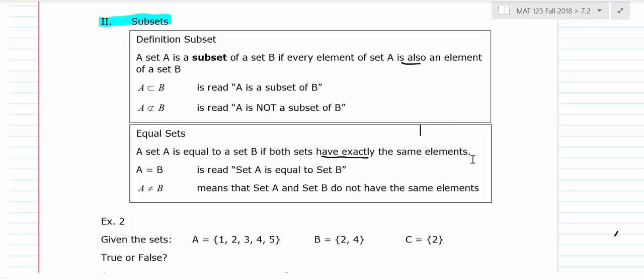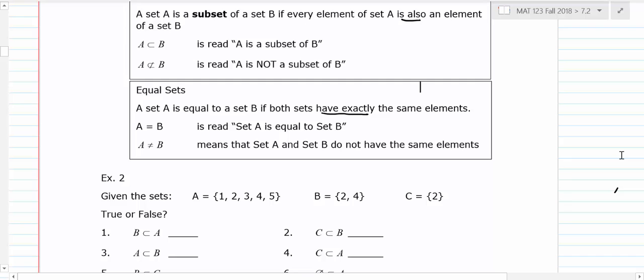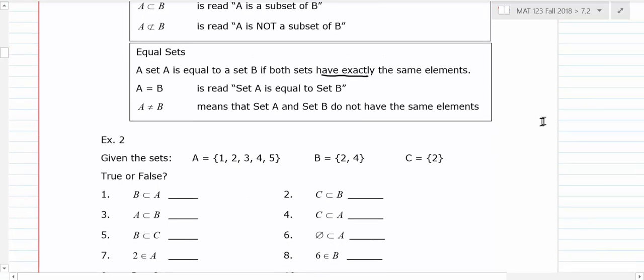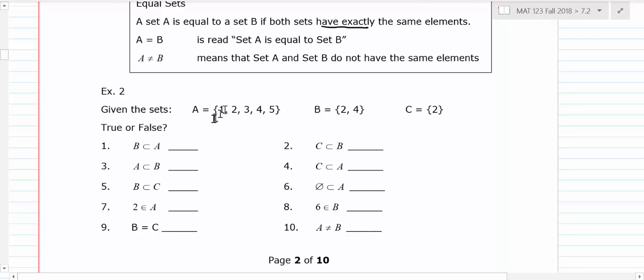A lot of what we're doing right now is learning notation and the language of set theory. Set theory is a big deal in mathematics. Math majors study it in depth because so much of math can be broken down into sets and can be broken down into logic. So what we're going to do is I've given you three sets: set A, set B, set C. And we're just going to see if each statement is true or false.